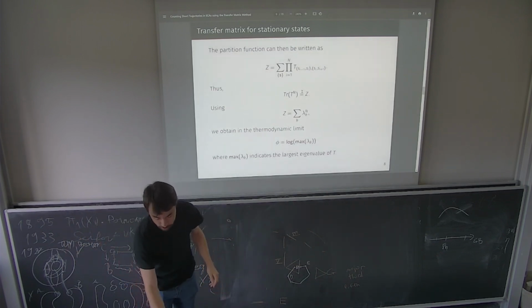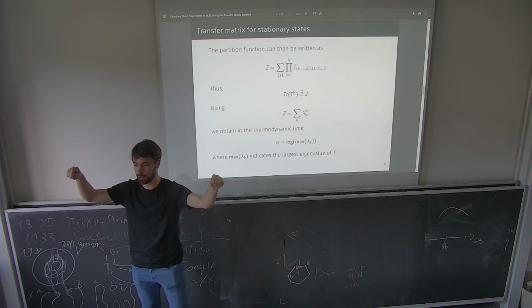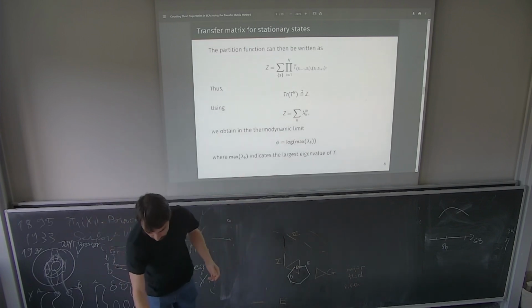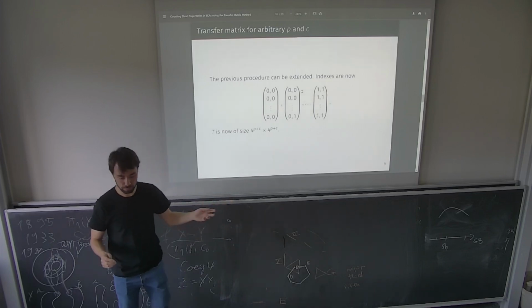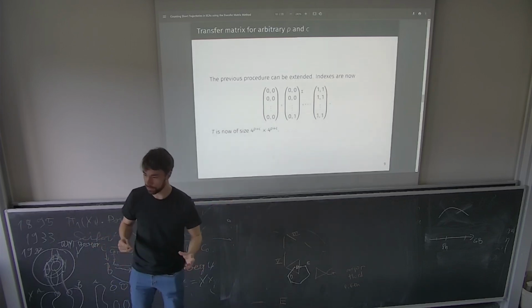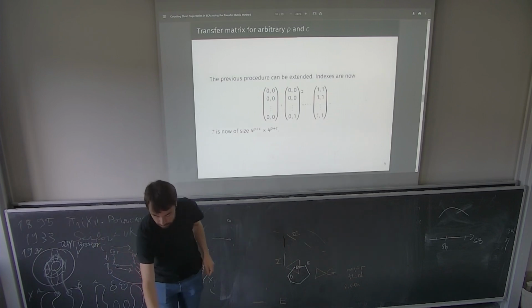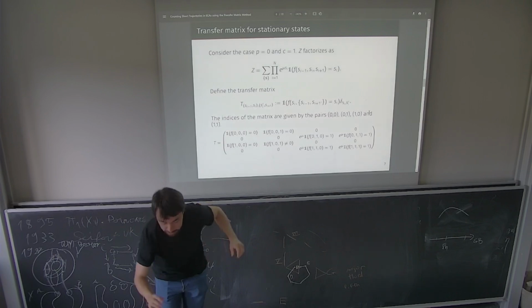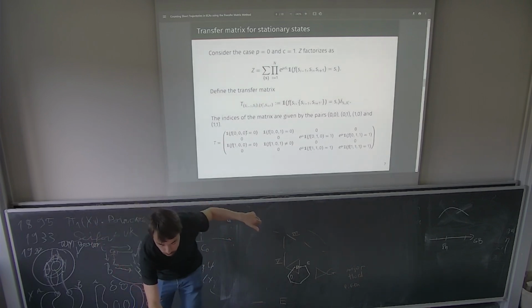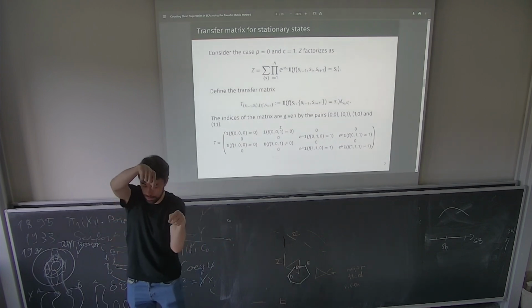Technically, when I do this, I have periodic boundary conditions, but since it goes to infinity, it doesn't really matter. And the procedure can be expanded. So now, in this matrix here, the indices are given by these pairs of numbers. So if you have 0, 0 here and 0, 1 here, you will have 0, 0, 1 because the two middle ones must match.